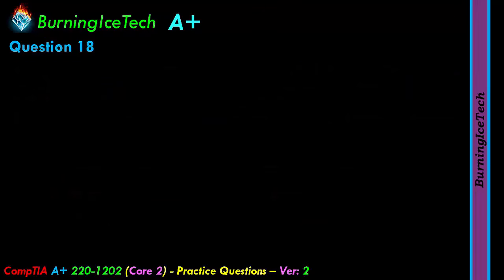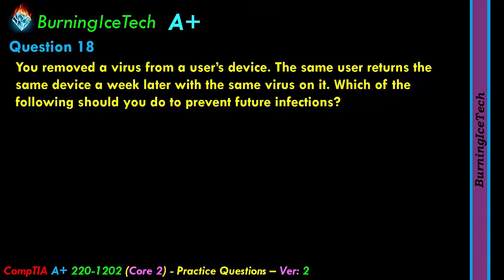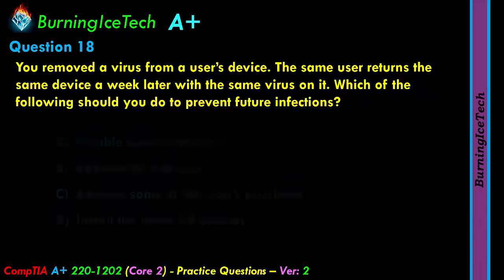Question 18. You remove the virus from a user's device. The same user returns the same device a week later with the same virus on it. So clearly this person is doing the same thing over. So whatever they did the first time to get this virus, they probably went and did it again. So it's probably a user problem here realistically. Which of the following should you do to prevent future infections?